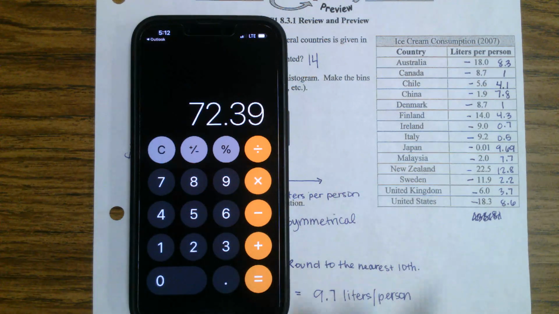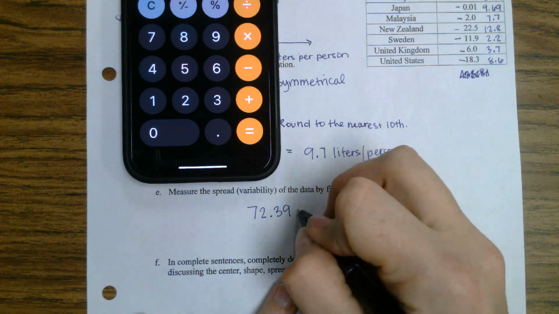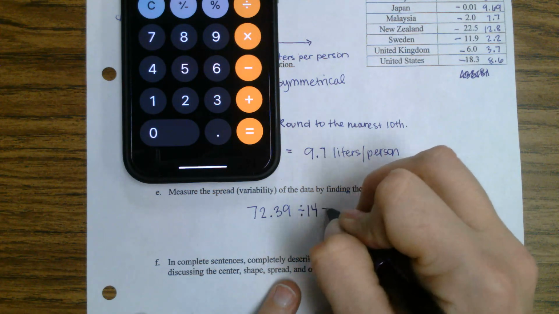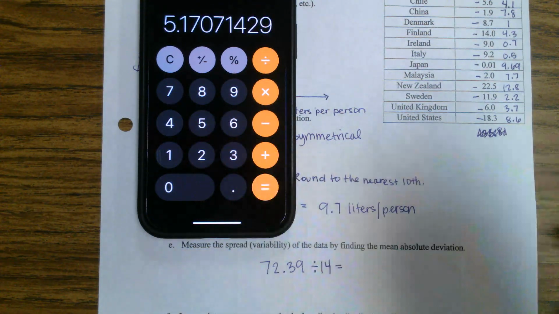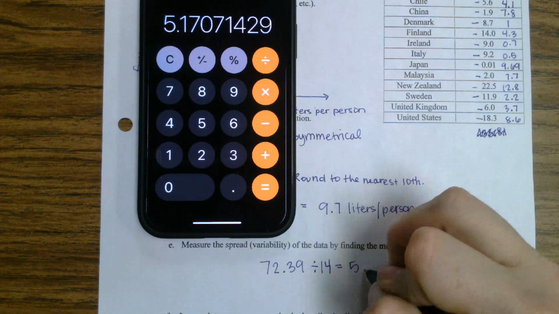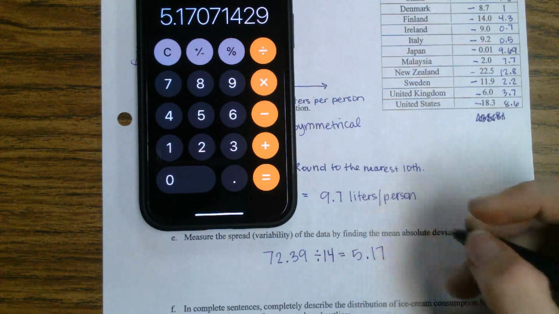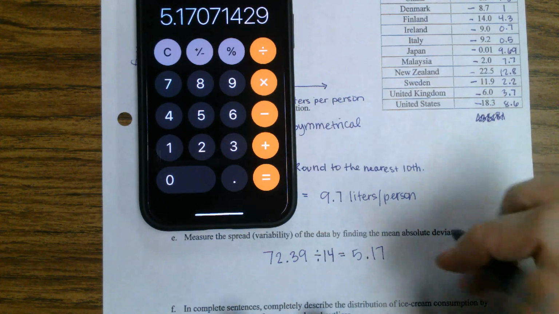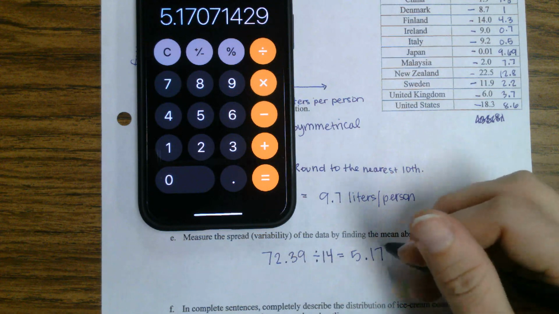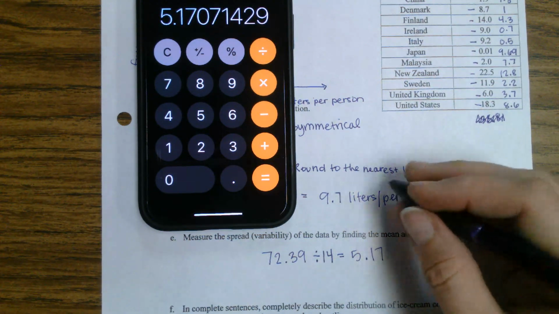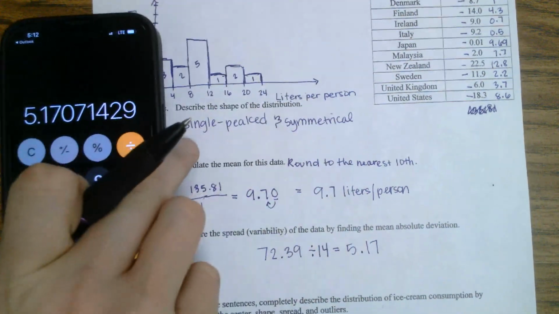I do get the same answer, so then I know that I'm correct. I take the sum, I divide by the number of numbers. I should get 5 and 17/100. I'm going to round to the hundredths place value in this case. I could round to the tenths like I did with the other one, but this works just as easy for me.